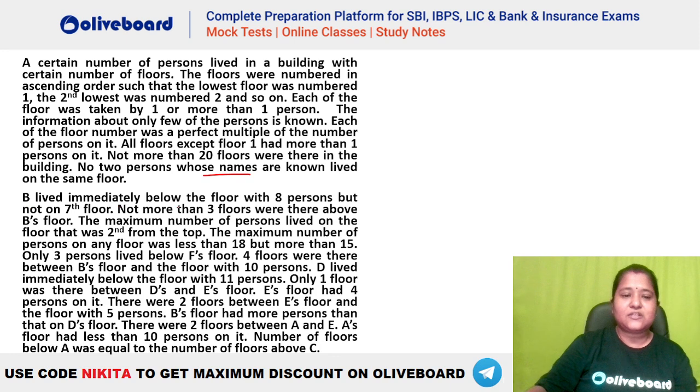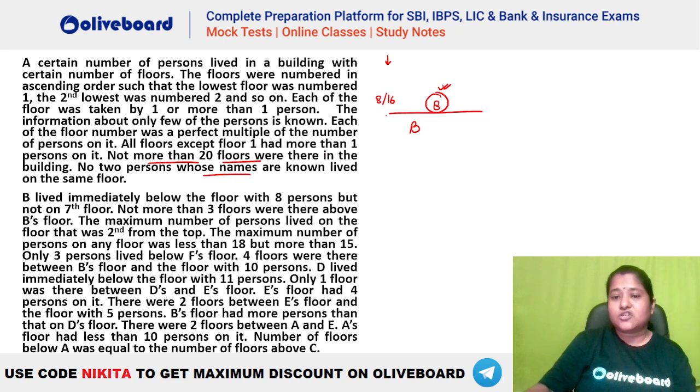Now let's see. B lived immediately below the floor with 8 persons but not on the 7th floor. So B is living immediately below the floor which is having 8 persons. Now, we know this floor number should be a multiple of the number of persons in it, right? So you can see it can be 8, it can be 16, it can be anything. Now do we have any information on how many floors maximum we can have? You can see not more than 20 floors are there in this building. So this floor with 8 persons has to be either the 8th floor or the 16th floor.